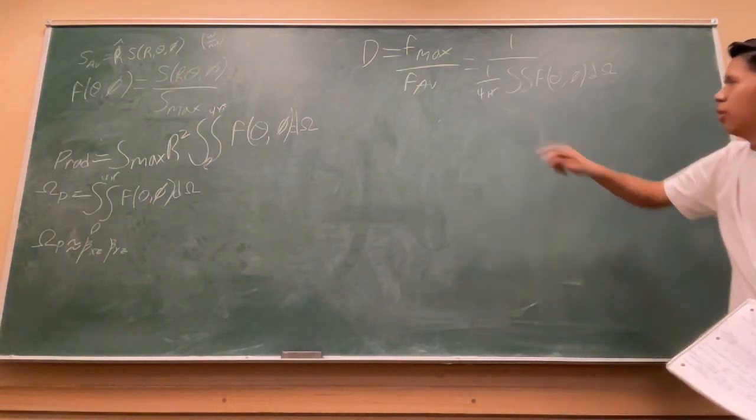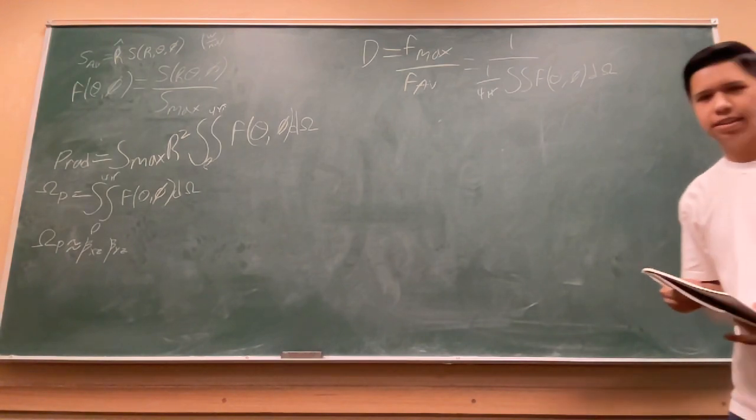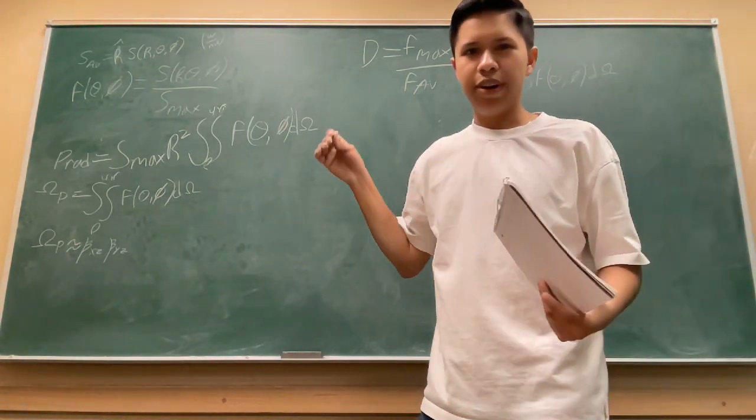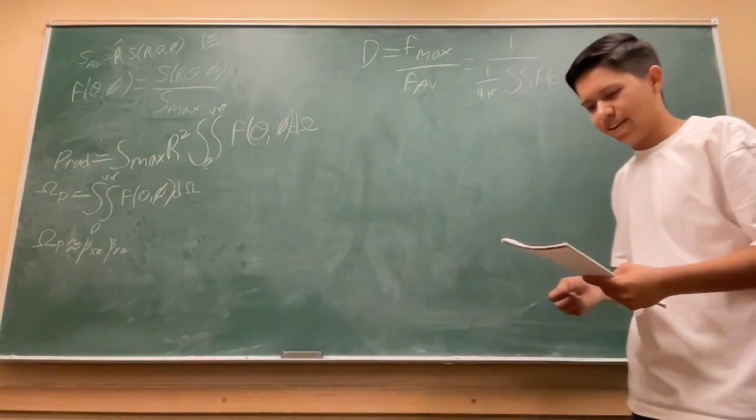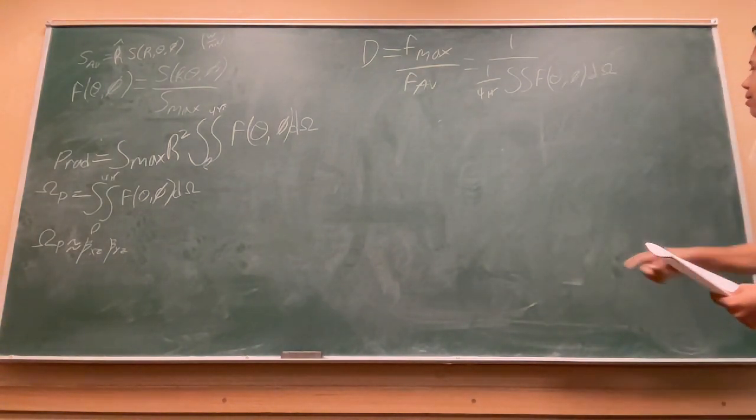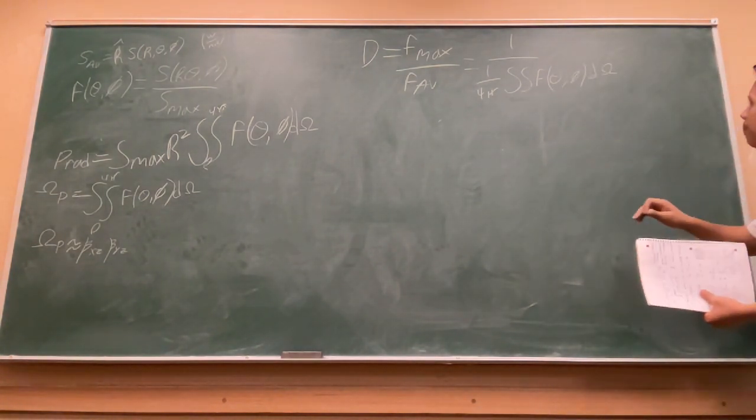We're multiplying it by 1 over 4 pi because it's a spherical coordinate system, and we're getting rid of the angular part of this. So we have 1 over 4 pi.